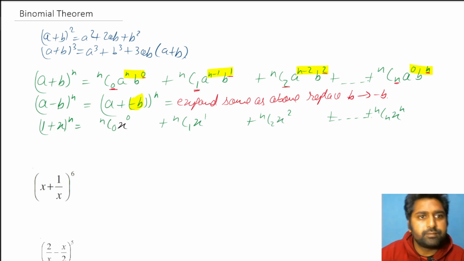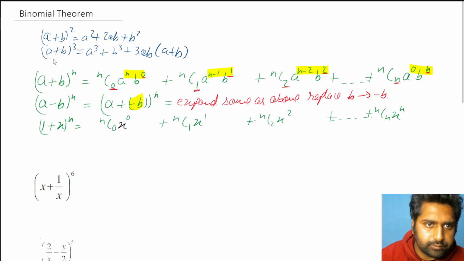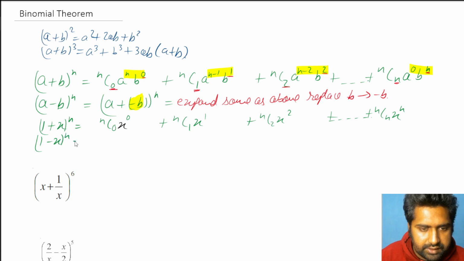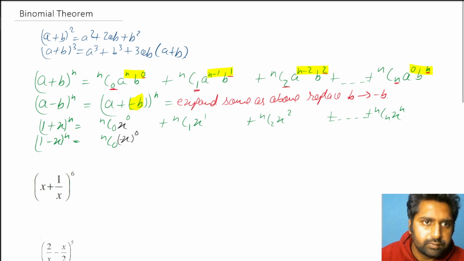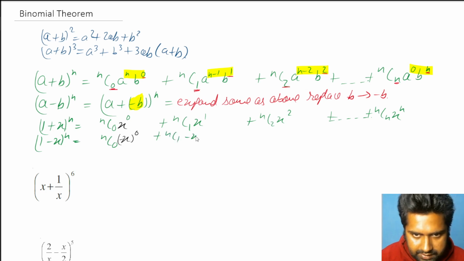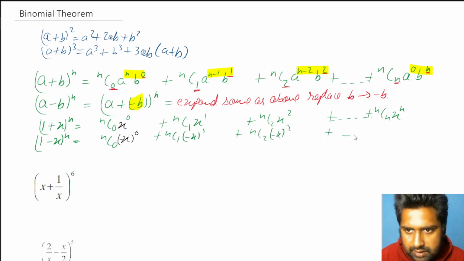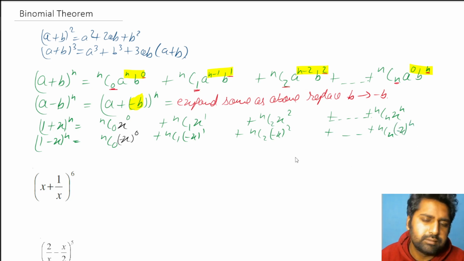Same with minus also. For minus, what will happen? See, instead of x you will have to replace it with minus x. So nc0 minus x raised to power 0. Achha, x raised to power 0 is already 1, so it won't make a difference. So this becomes minus x raised to power 0 plus nc1 minus x raised to power 1, nc2 minus x raised to power 2 and till ncn minus x raised to power n. Okay, like that.